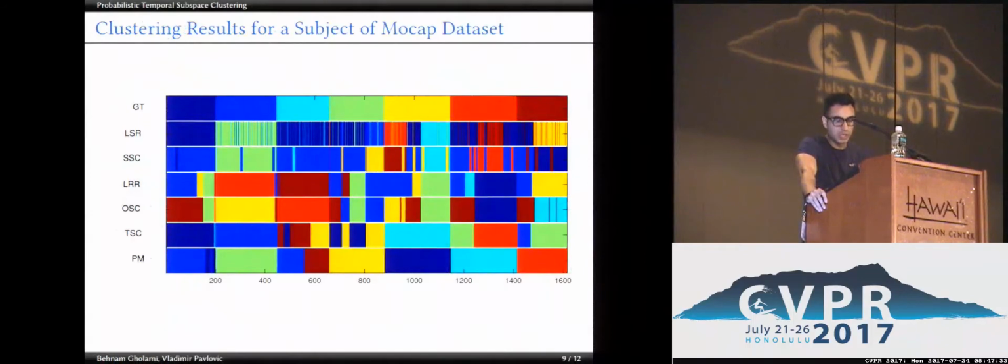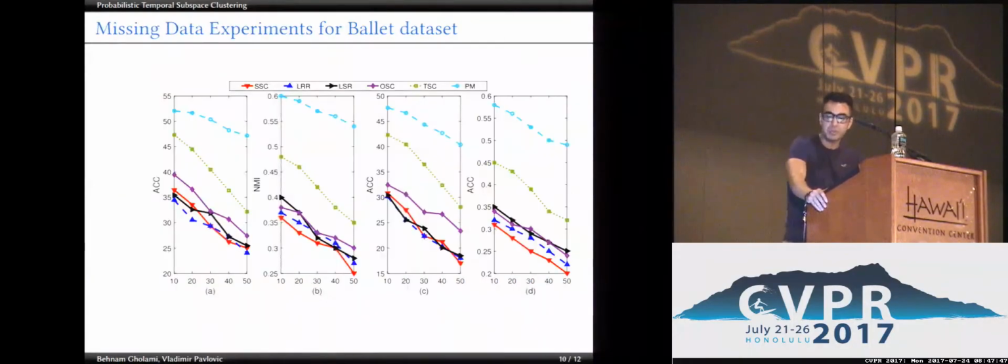This is the clustering result for one subject of the mocap dataset, where the first row shows the ground truth and the last row shows the proposed method. As can be seen, the proposed method has better performance than the other methods.